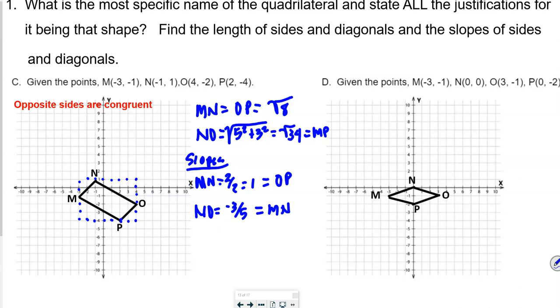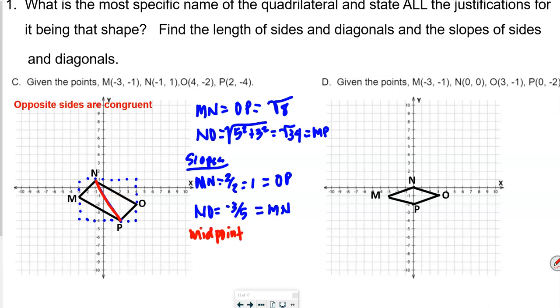So now we're going to look at our diagonals, and we're going to find the midpoints of our diagonals, okay? So to find the midpoints of our diagonal here is NP. Let's do this in red, actually. Maybe if I can get my pen to work. NP.